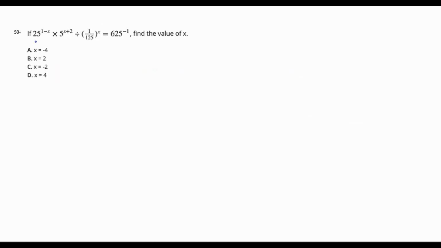Question 50. If 25 raised to the power 1 minus x multiplied by 5 raised to the power x plus 2 divided by 1 over 125 raised to the power x is equal to 625 raised to the power minus 1, find the value of x. So here we have 25 raised to the power 1 minus x multiplied by 5 raised to the power x plus 2 divided by 1 over 125 raised to the power x is equal to 625 raised to the power 1. So there are 3 laws of indices that we would need to remember to solve this problem.